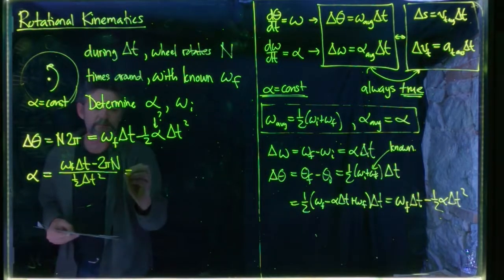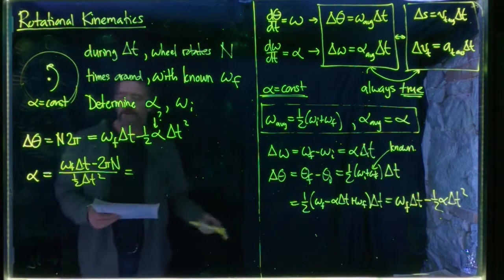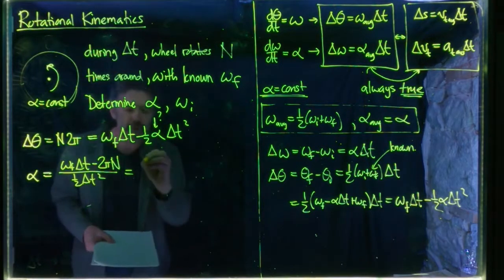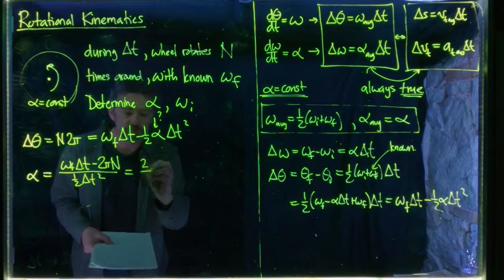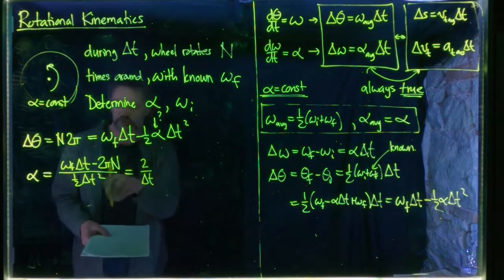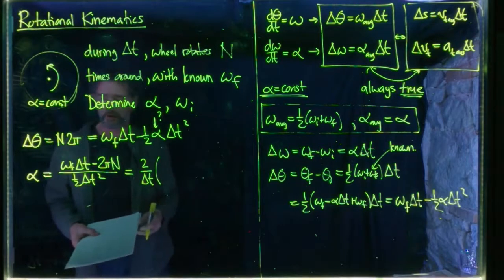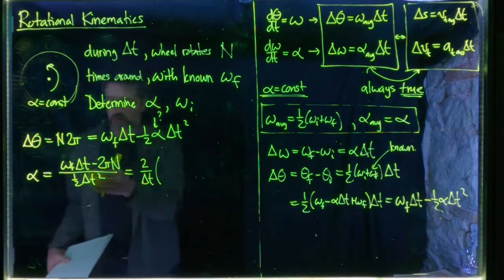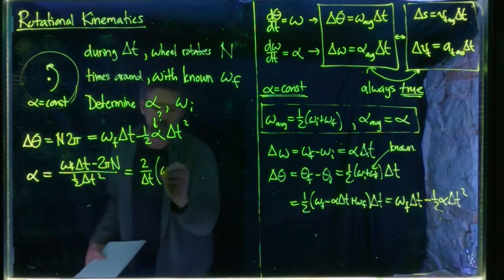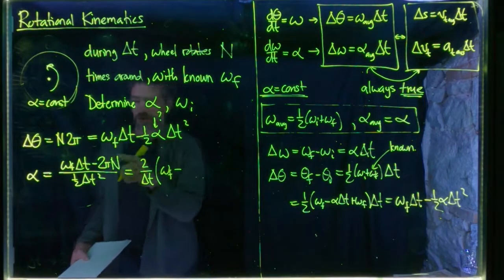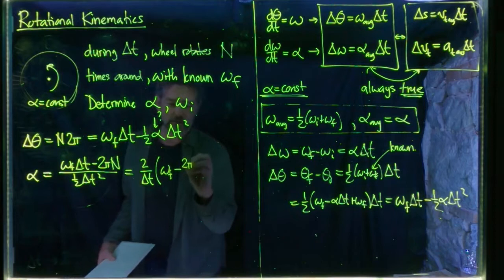Okay, so we have something that looks like that. And now let's clean this result up a little bit. Let's get the half out of the denominator and write it as a 2 in the numerator and have only 1 delta t down here. Okay, and so if we factor out a 2 divided by delta t, we have a delta t divided by a delta t, so we'll have an omega final, subtract 2 pi n divided by delta t.